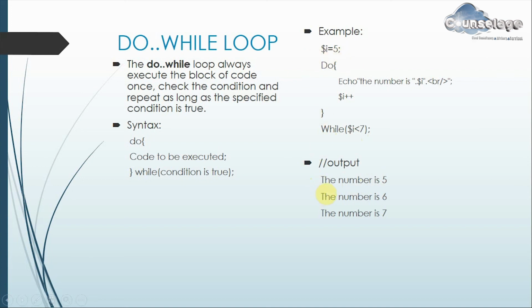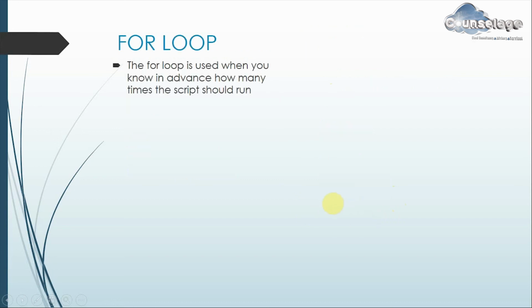Then print statement, the number is I, so the number is printed as 5. Then I is incremented, so the number becomes 6. And then condition is while I is less than 7, so it again runs and the output is number is 7.